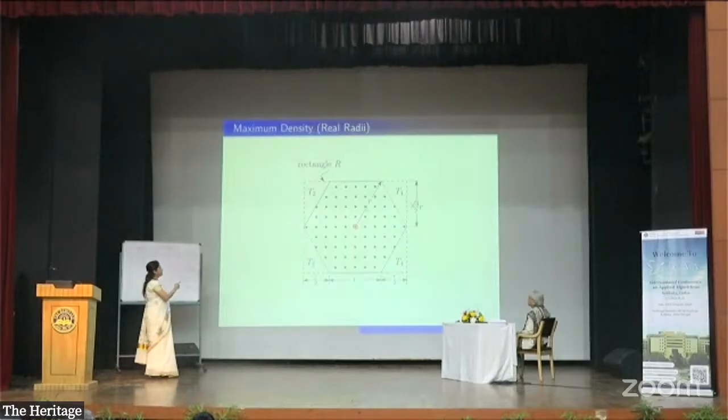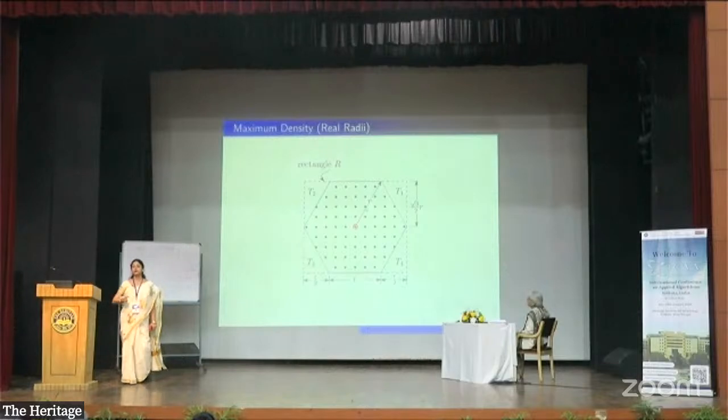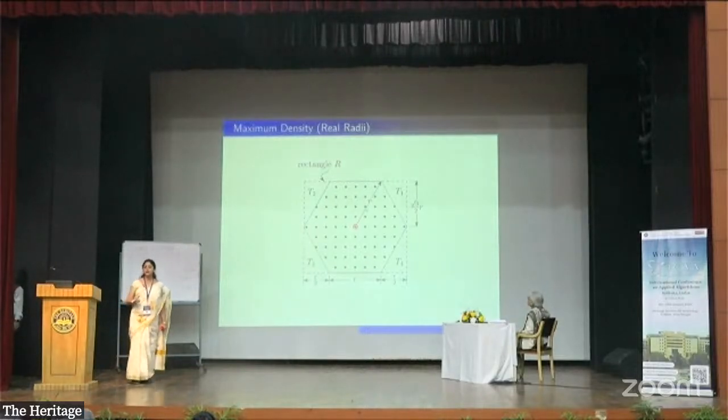Now we have defined four right angle triangles Ti, where i will go from 1 to 4. And how are we defining those Ti?